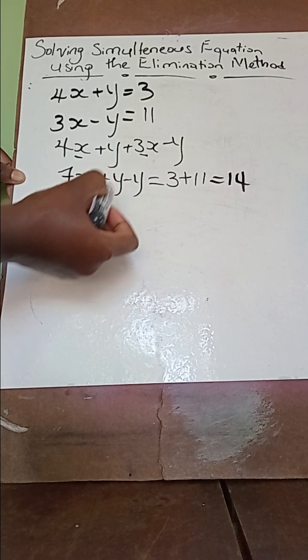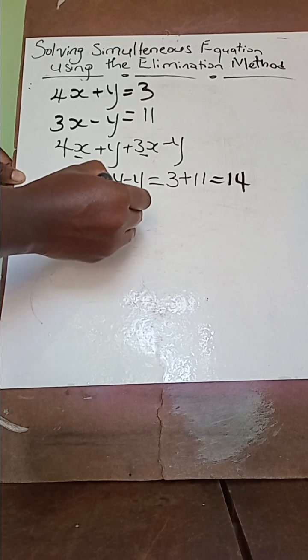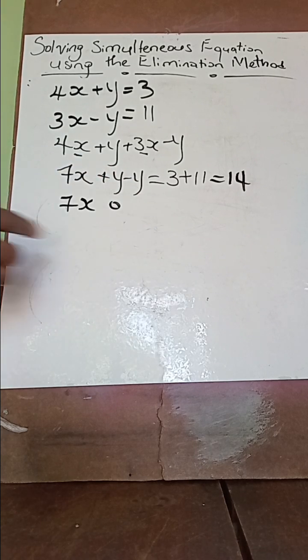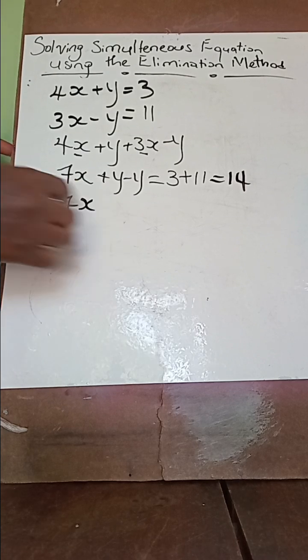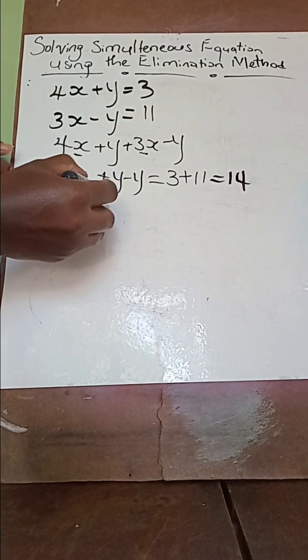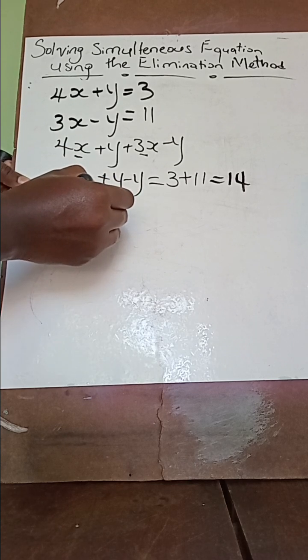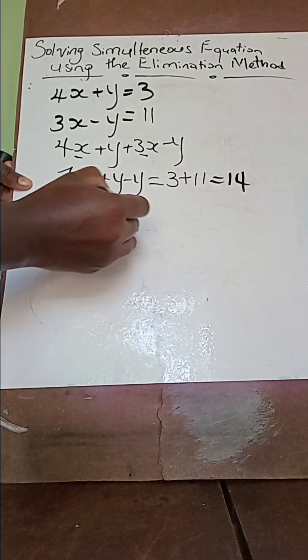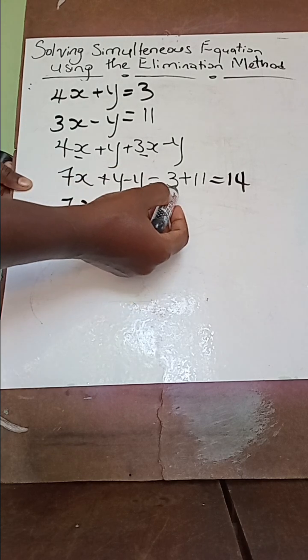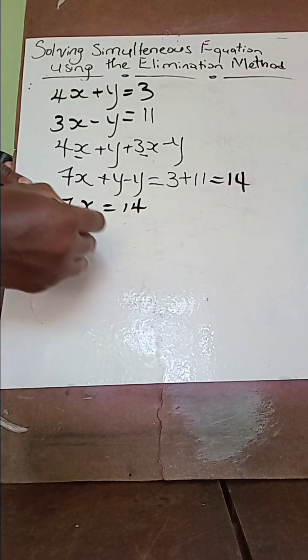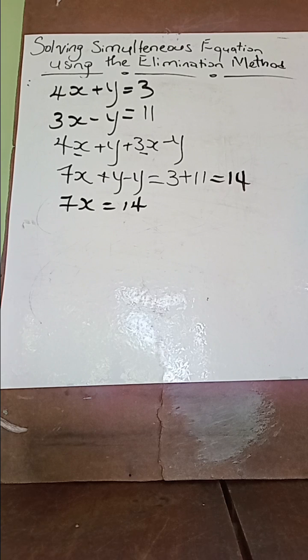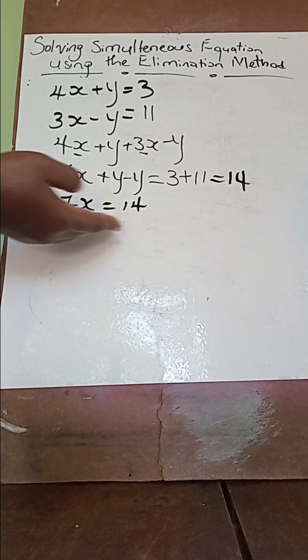And we're going to write back the 7x. A positive and a negative will give us 0, so we don't need to write that 0 there, right? We're going to just leave that part. So we cancel out all of this. We're going to write back the equal sign and write back the 14, because we already know that 3 plus 11 gives us 14. So now we have 7x equals 14. So now we still haven't solved for x, right?